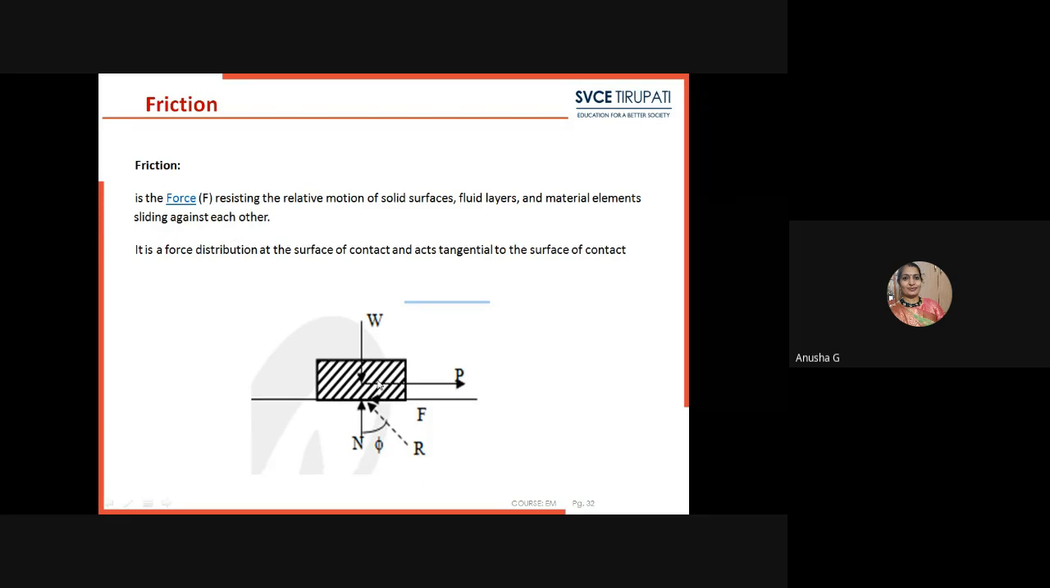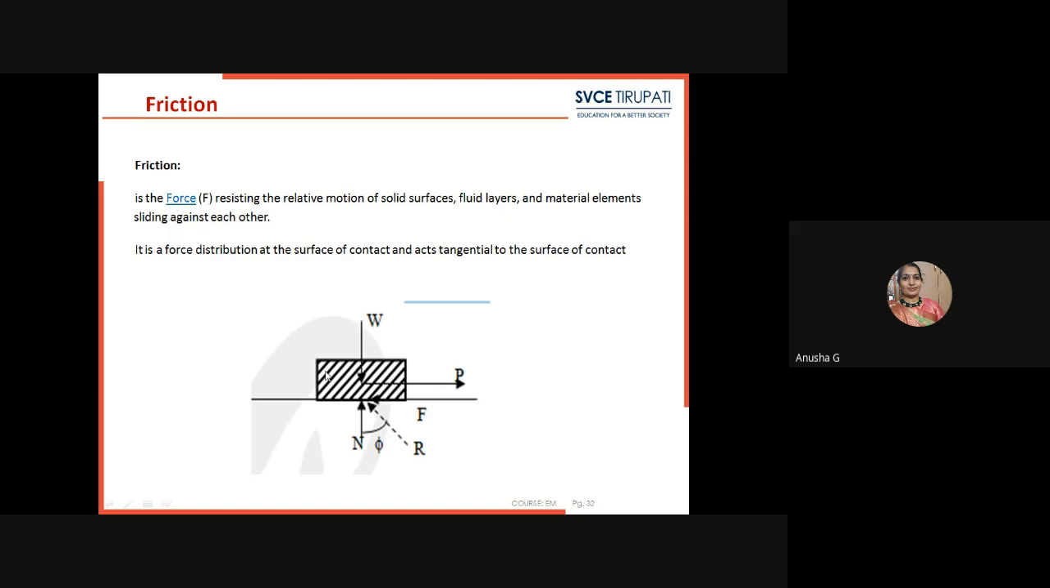Here you can apply that. This is the total weight of the body W, and there will be a normal reaction in the opposite direction. If we apply a force, either pulling or pushing, there will be friction in the opposite direction, as we can observe here. The opposite force is called the frictional force. Whatever force P we apply, the force in the opposite direction is called the frictional force.